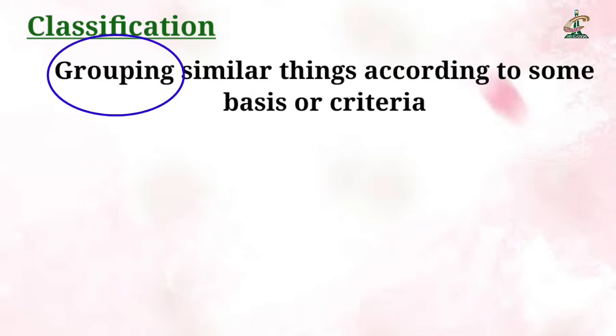Beta, first of all, you must know what is classification. So, classification is grouping similar things according to some basis or criteria. Beta, why do we classify the things? So that it becomes convenient for the family members to find the things and use them easily. If we do not classify the things, we would feel problem to find them again.